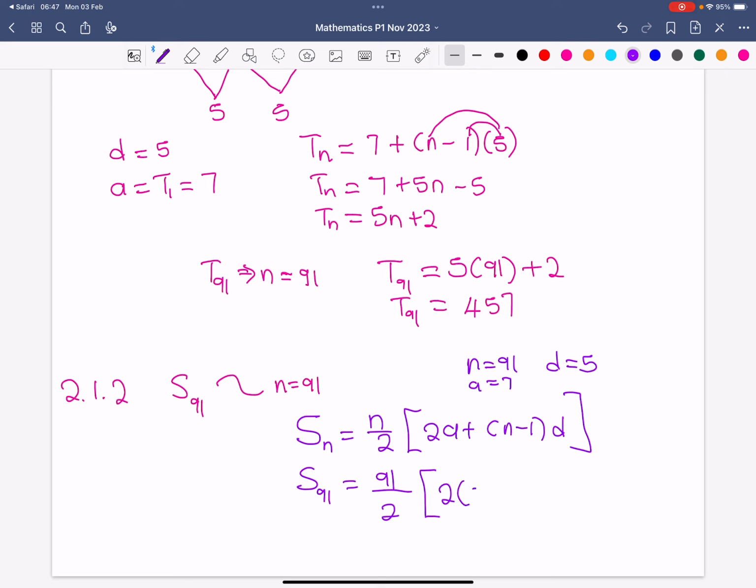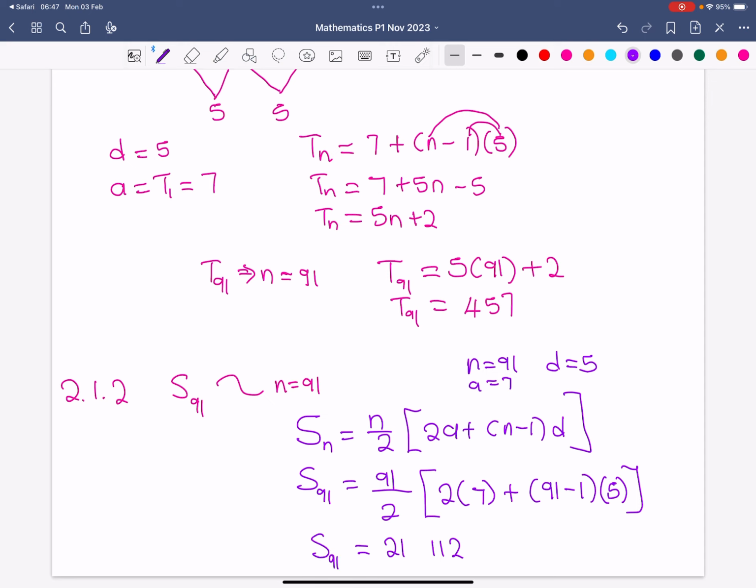Our a is 7 plus, what is our n? Our n is 91 minus 1 multiplied by d, which our d is 5, right? So you can punch this entire thing on your calculator. When you punch it, the sum of the first 91 terms, you will get 21,102. So that's S of 91.